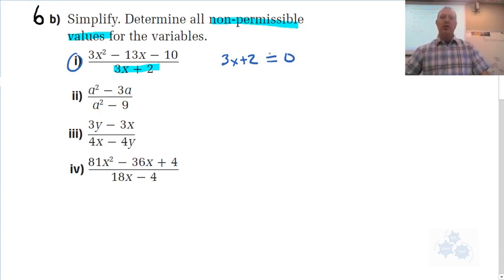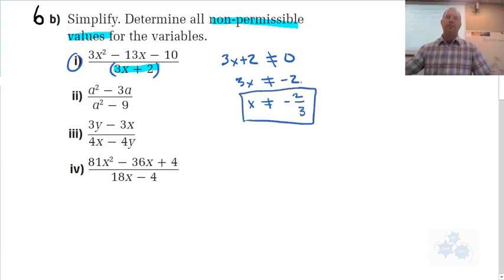And so I would encourage you to set it up like this. We know that this denominator, and there's only one binomial factor there, cannot equal 0. So we just treat this like an equation. And 3x cannot equal negative 2. X cannot equal negative 2 divided by 3. All right? So that's the non-permissible value. There's only one for that one.